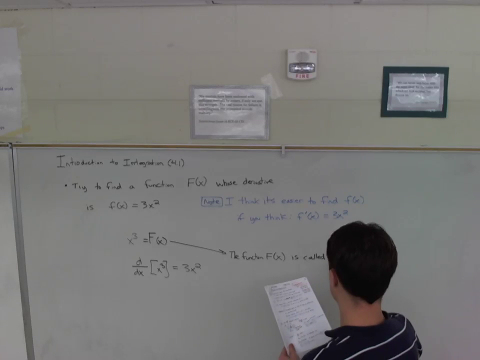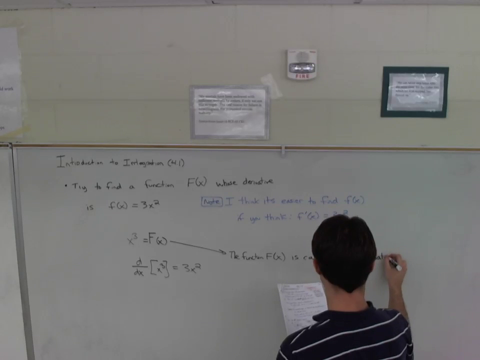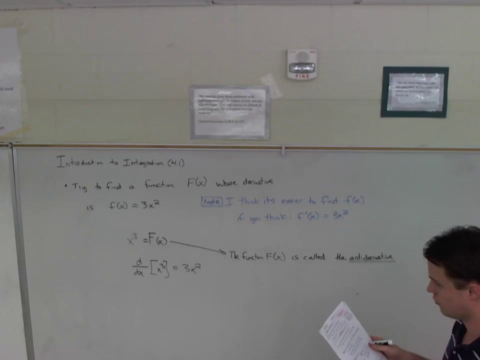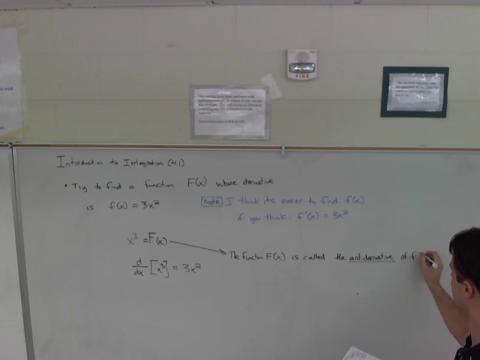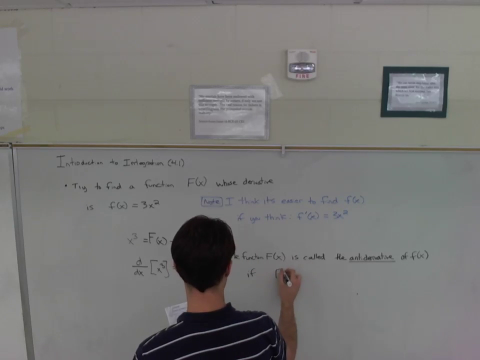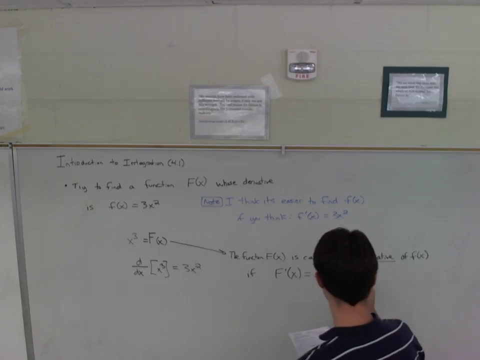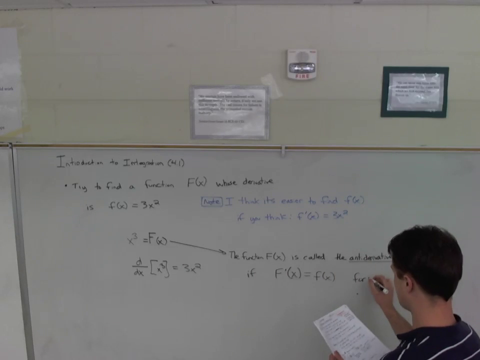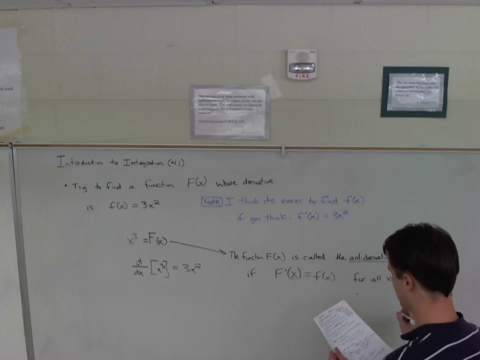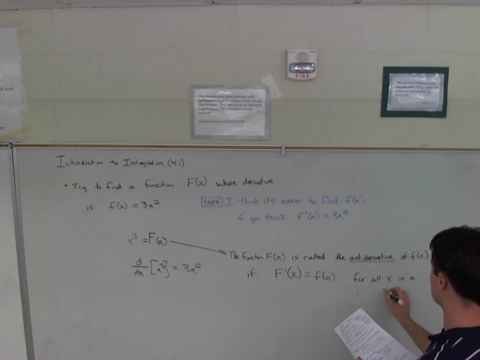So this is called the antiderivative of f. It's the antiderivative of f if you take its derivative and you get f of x. And technically, this is a little technical thing, we won't need to worry about it in this class, but it's for if you can do that for all x in a specified interval.